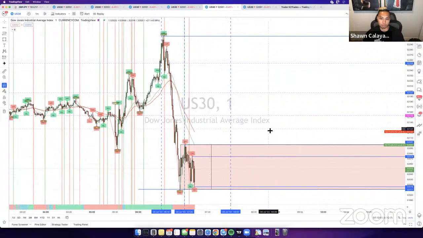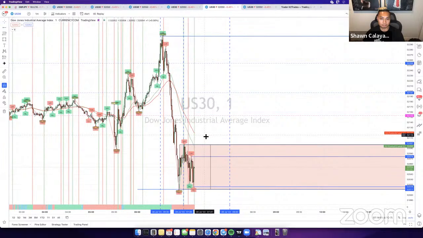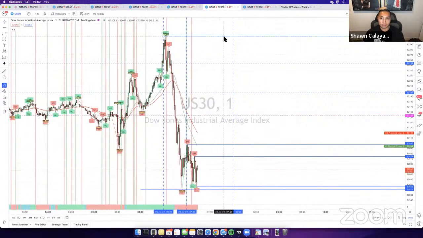I don't trade options anymore, so I'm not sure where the strike prices would be for US30, but it would be a good identifier to identify where price may be manipulated. I'm not sure if anyone here trades options for US30 or for the Dow, but if you do, you'd probably be aware of where those strike prices are. But other than that, there's not much going on here.